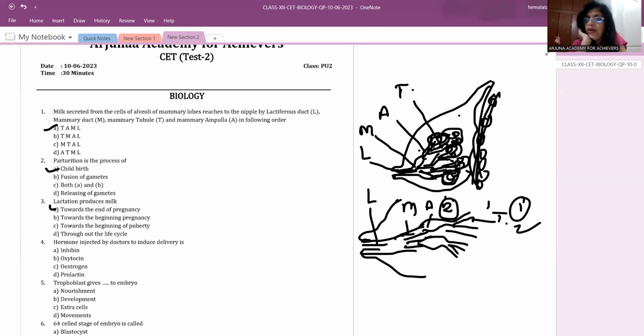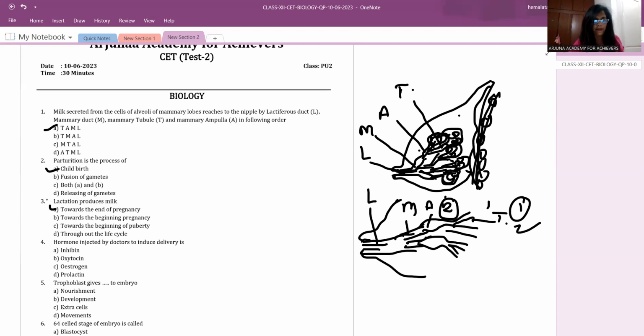Child is born when what happens? There will be production of a hormone called oxytocin. Oxytocin is a hormone that helps in contraction of the uterine wall and pushes the baby out. Therefore, the only hormone that is helping for childbirth is always oxytocin.